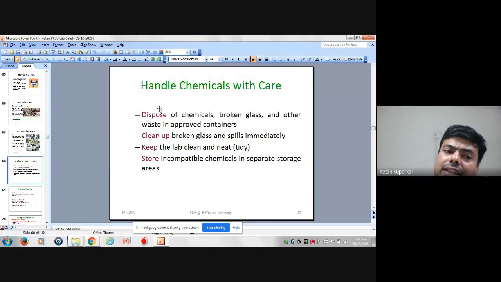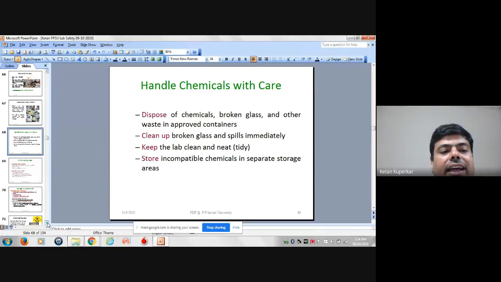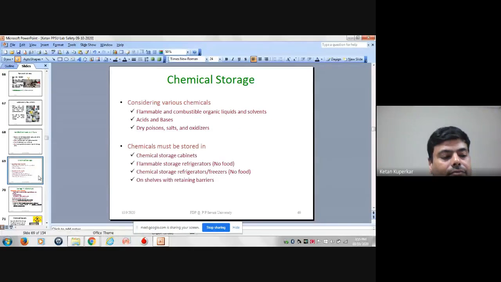Now, to understand handling chemicals with care: dispose of chemicals or broken glass in approved containers only. As I mentioned, you cannot use any dustbins to discard them. In addition, store incompatible chemicals in separate storage areas, or else, being incompatible in nature, they will not have a smooth environment together and they would burst.